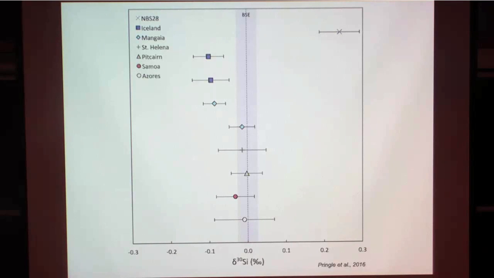You have two measurements here in the same... Mangaya, you have two measurements. One is outside the range, and do you know why, Matt? Why Mangaya has one light and one? Oh.